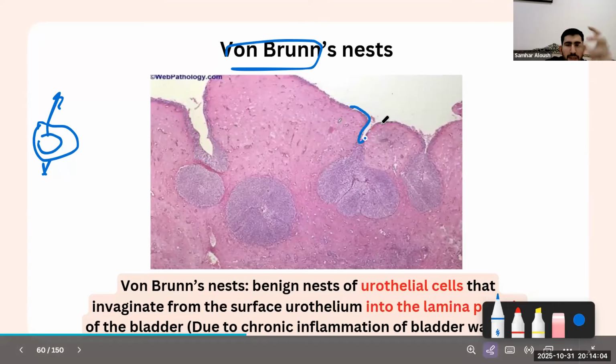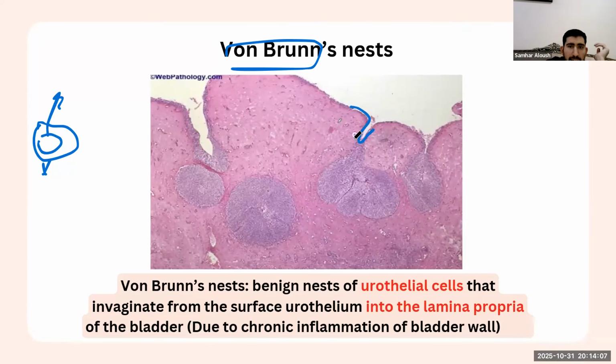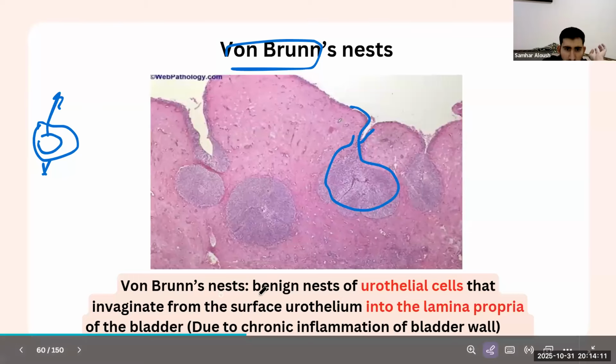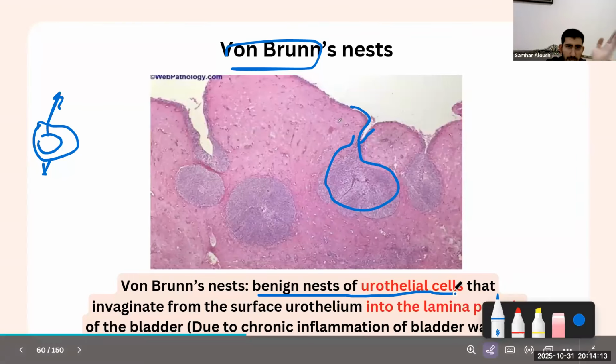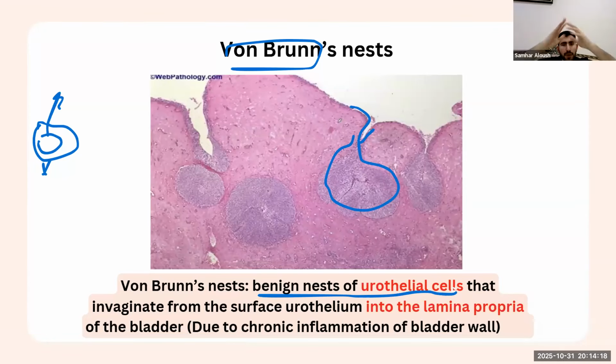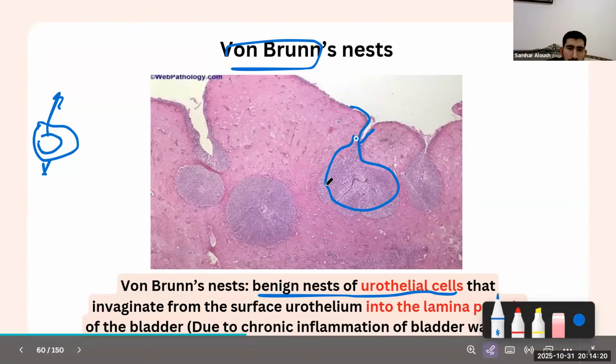هذا الترانزيشنال ابيثيليوم get thickened وبيصير هيك as a nest. اوكي. فهذا اسمه فون برانز نست. اوكي. It's benign nest of urothelial cell. يعني هذا اليورثيليوم لأنه في كثير inflammation وبيكبر وبيصغر وهيك it will form a nest and it's here.